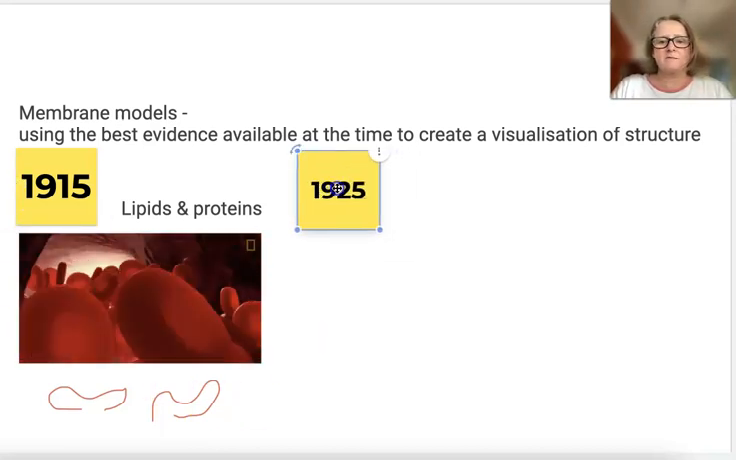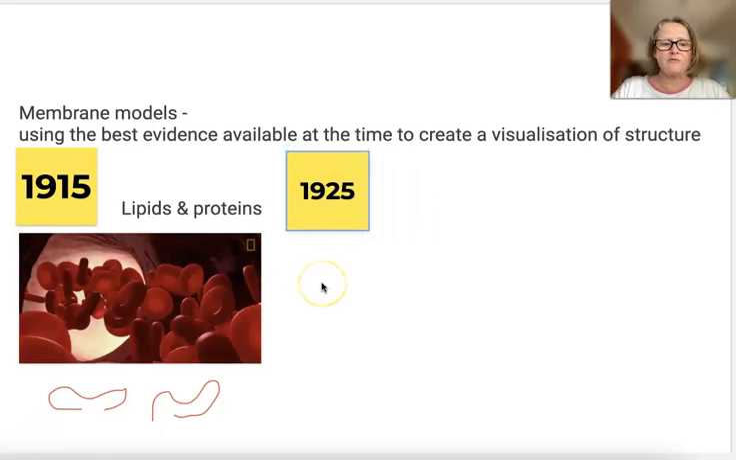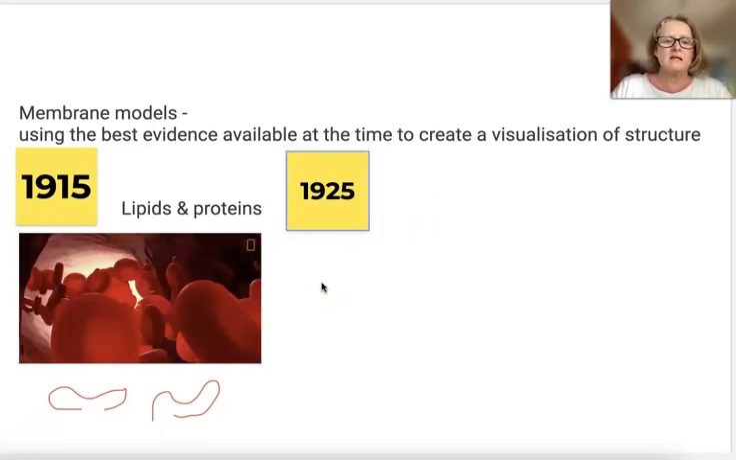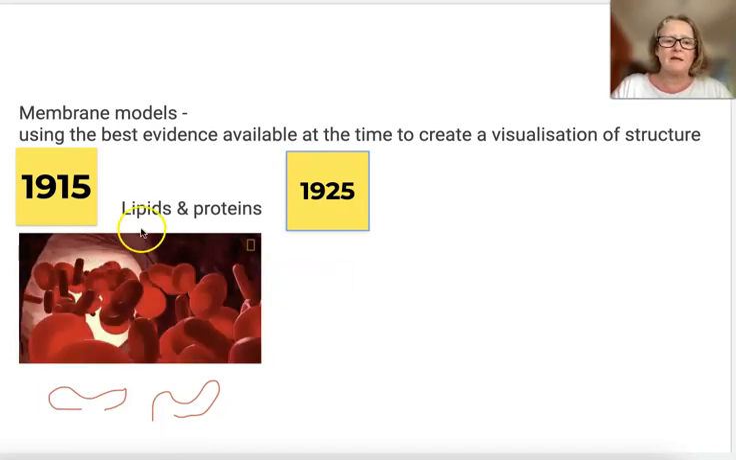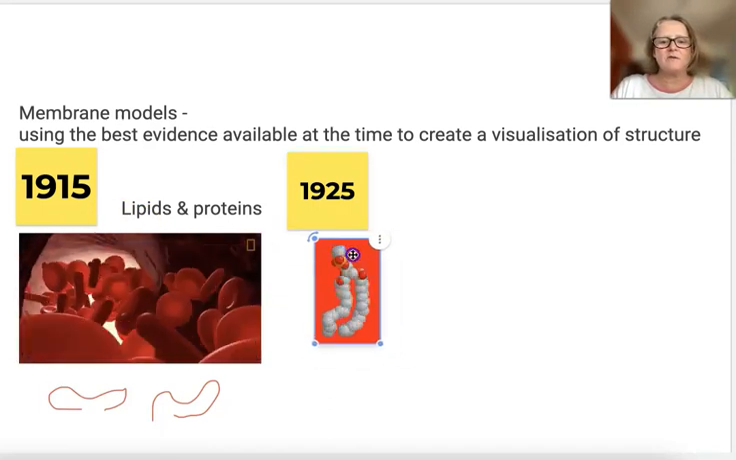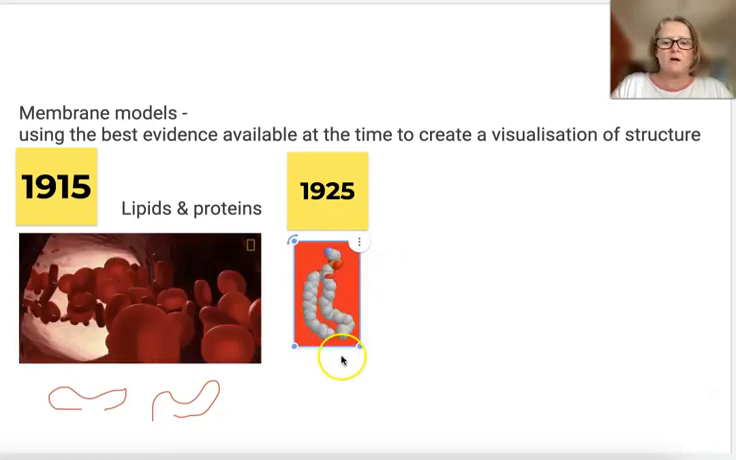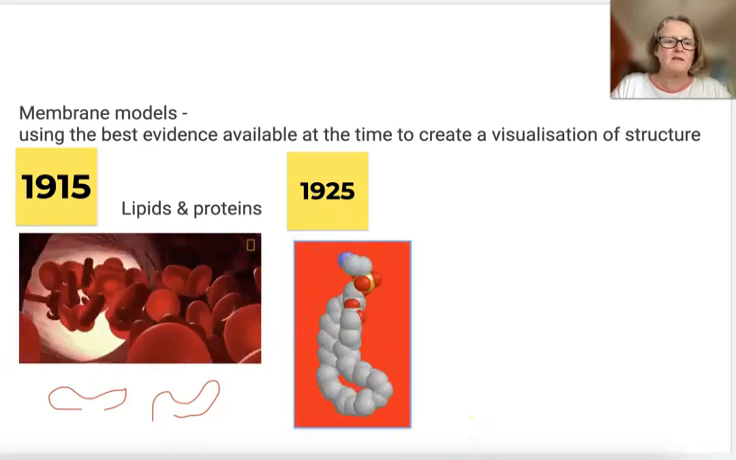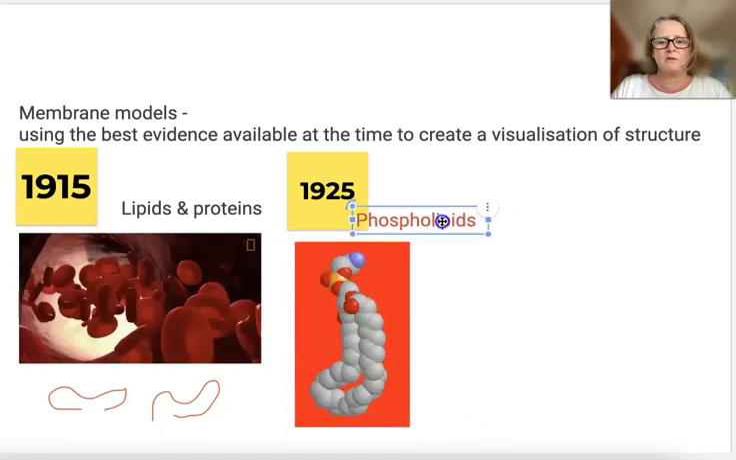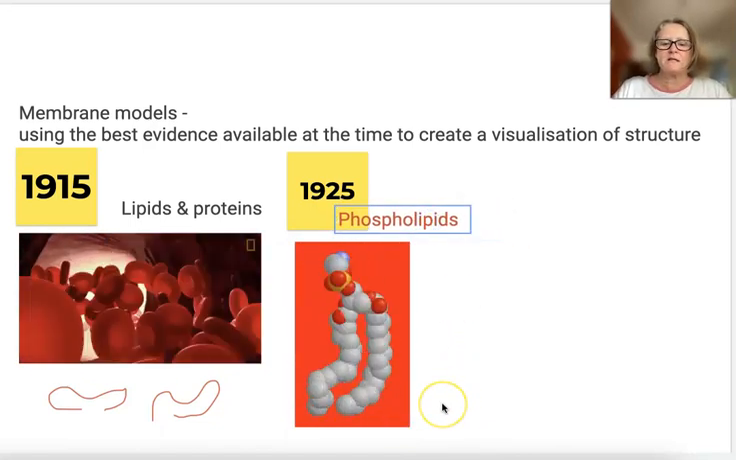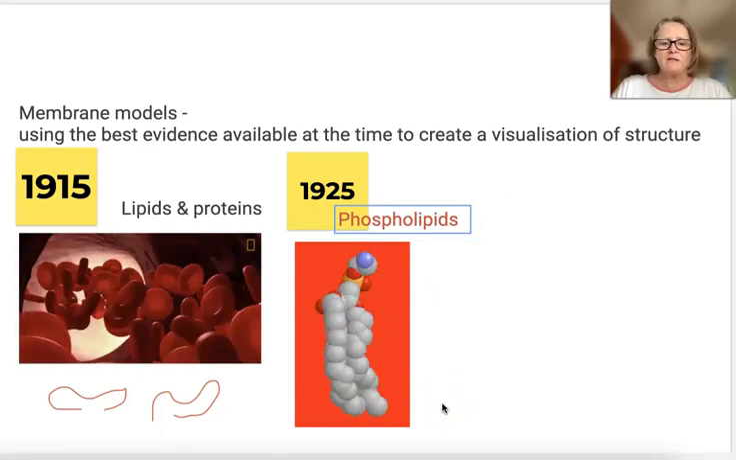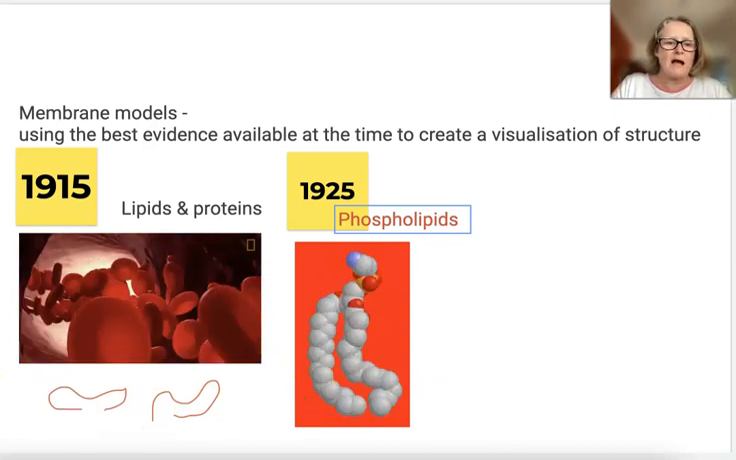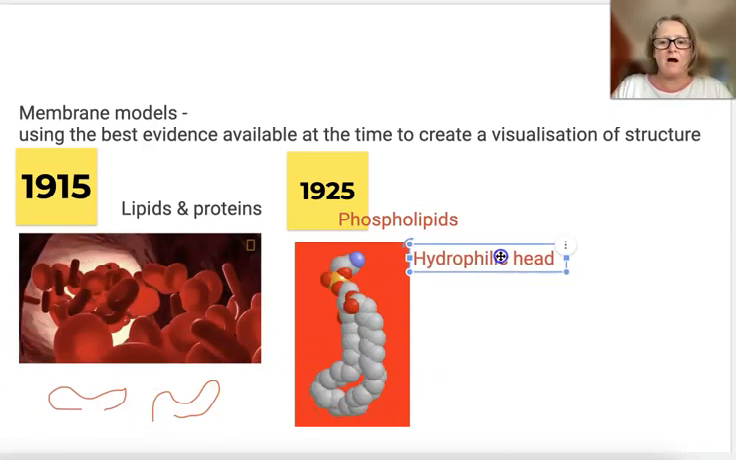The next milestone we'll look at is 1925. And in 1925, two Dutch scientists decided to take a closer look at the lipids. And they discovered that these lipids were actually shaped a little bit like this crazy thing here. This is a phospholipid. And a phospholipid is made up of a phosphate head at the top, that little purple blob, and that makes the head hydrophilic.